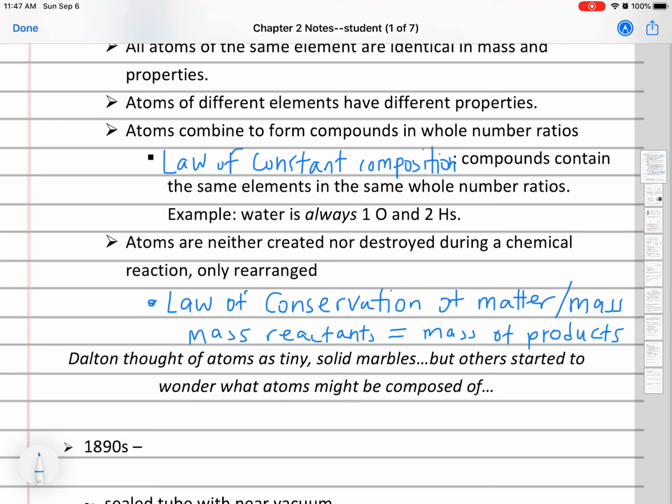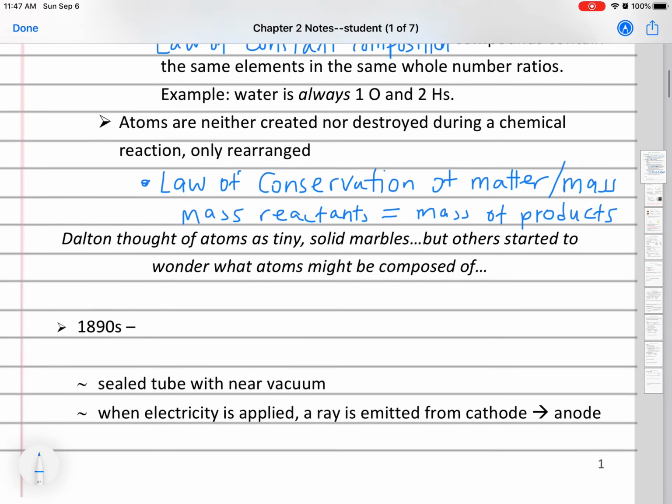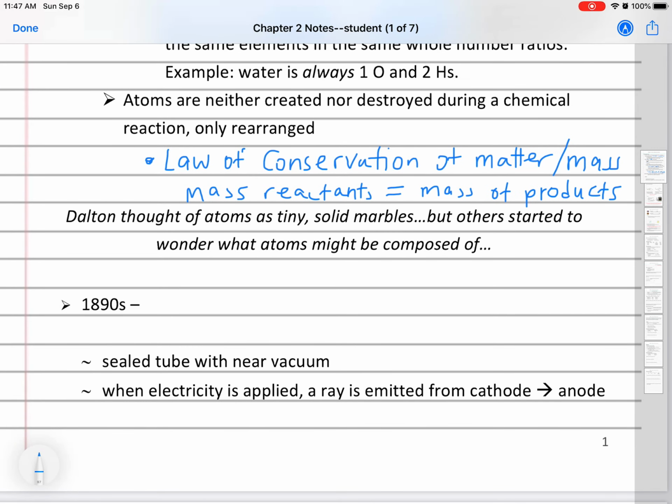The way Dalton thought of atoms was as tiny little marbles, solid little spheres that were the basic unit of matter. But as time went on, others started to wonder if perhaps atoms were made up of even smaller particles. In comes J.J. Thomson, with no P.